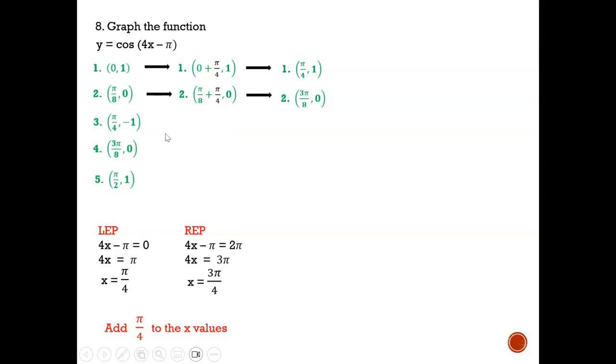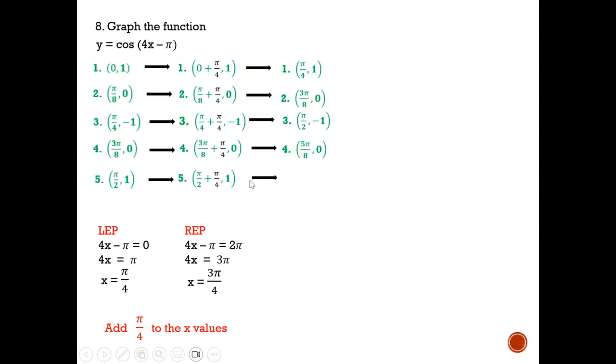Then I'm going to add pi over 4 to pi over 4. Right? If you notice, the y value stays the same. So it's going to give us 2 pi over 4, which is pi over 2, negative 1. We're going to add pi over 4 to 3 pi over 8. It's going to give us 5 pi over 8, 0. Then finally, I'm going to add pi over 4 to pi over 2, which will give us 3 pi over 4, 1.